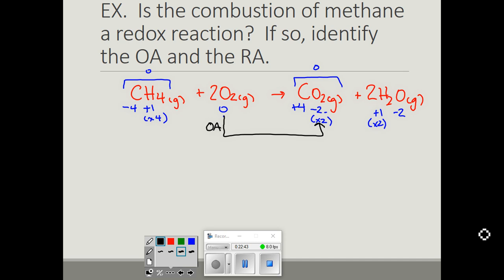If I look at carbon, look what happened. It was -4, and now at the end of the reaction, its oxidation number is +4. Reducing agents have oxidation numbers that increase. So I would say that CH4 was my reducing agent and O2 was my oxidizing agent. Notice I didn't just say C was my reducing agent. It's part of a compound. The whole thing has to be the reducing agent. Notice I didn't include the coefficient in the reducing agent or the oxidizing agent because I just want the substance.